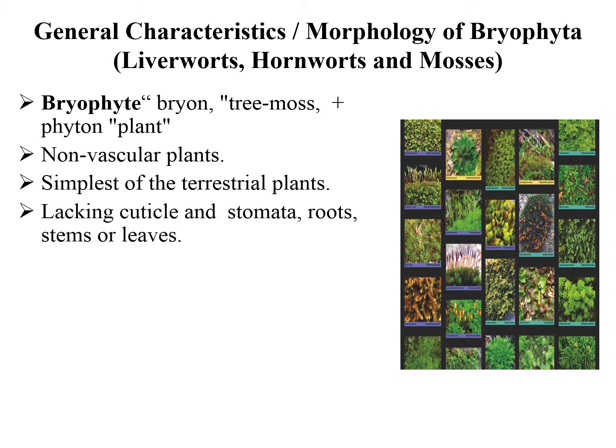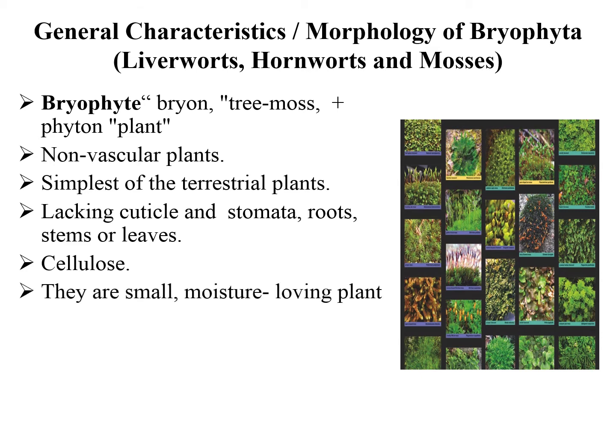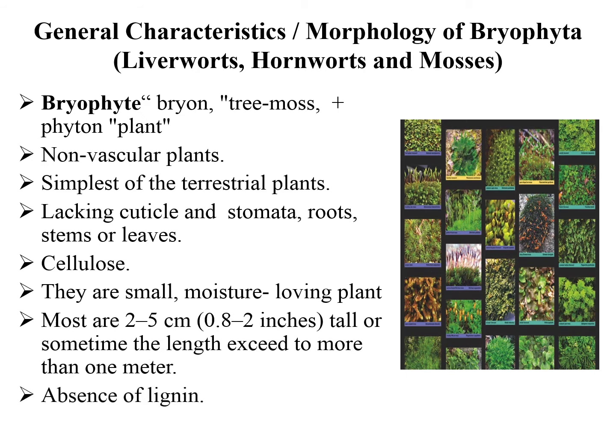The term bryophyta originates from the word bryon, meaning mosses, and phyton, meaning plant. They are the oldest land plants on Earth and have been around for 400 million years. They do not have true vascular tissue and therefore they are non-vascular plants. Bryophyta are among the simplest of terrestrial plants because they lack cuticle, stomata, root, stem, and leaves.